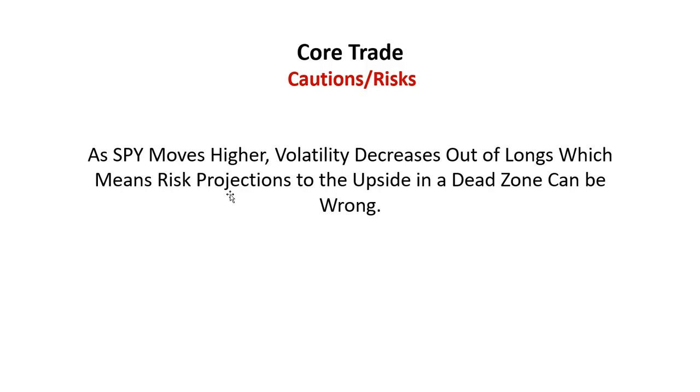So here's the principle of how this works. As SPY moves higher, volatility decreases out of the longs, which means that the risk projections through the upside in a dead zone can be wrong. And the more longs you have, the more wrong it can be. And so you have to understand that this is the case. And I'm going to show you how to diminish the risks of this, give you a couple of pointers, again, things that will help the efficiency of this approach.